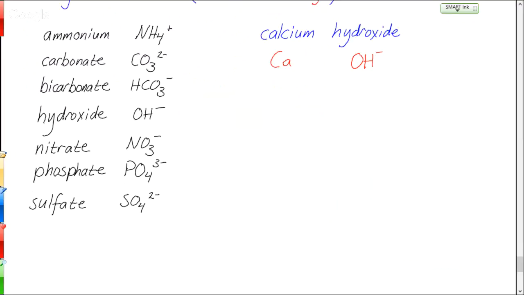And what's the charge on calcium ion? It's going to be plus 2. How do we know that? From the periodic table, yeah, it's in group 2A. So it has 2 valence electrons. So it's going to lose those 2 valence electrons and become a plus 2 ion. All right, so now we've got our 2 ions written down. How do we make a compound from those?